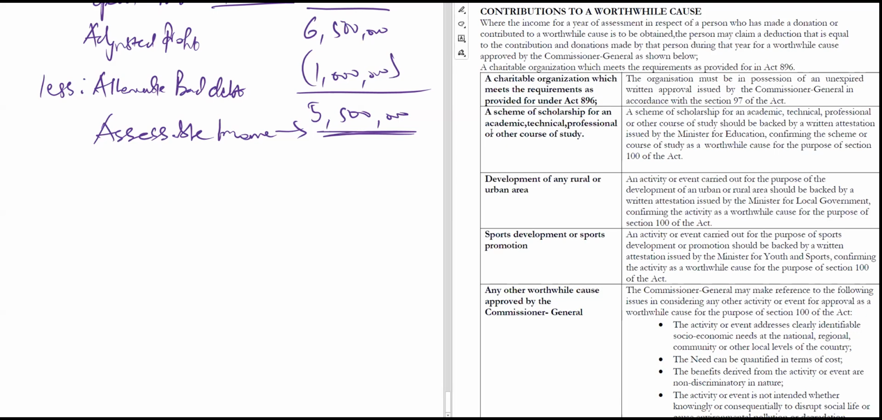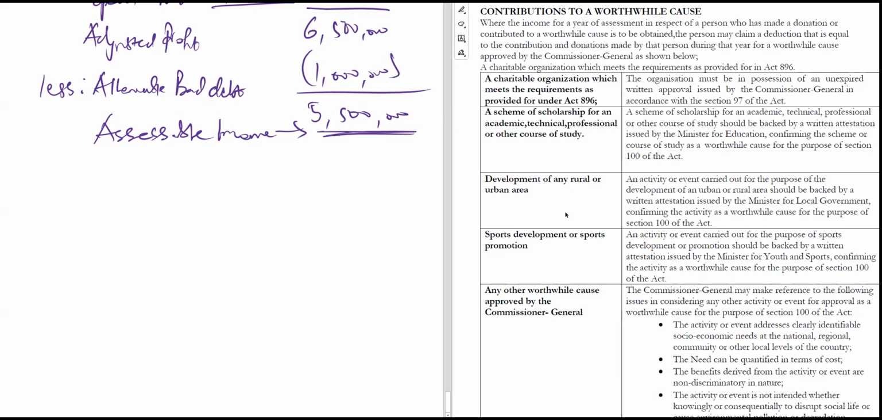Also, when you support a scheme of scholarship for academic, technical, professional, or any other course of study, it shall be what? An allowable deduction. When you develop any rural or urban area, right? And it should be backed by written attestation by a minister of local government. Are you getting it? A DCE or the district assembly, it will be allowed, right?